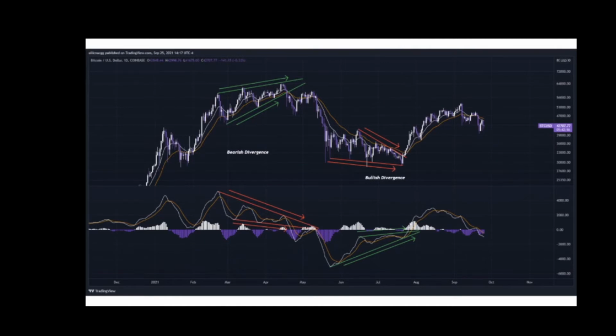So as you can see in Bitcoin, around the March time, we were still going up. We were still making higher highs and higher lows. But if you notice, our MACD was actually making lower highs and lower lows. This is called a bearish divergence. So the momentum and strength of the underlying asset was decreasing while the price was still increasing. This signals to people who have noticed it that perhaps the trend is weakening and we could be looking for a reversal soon.